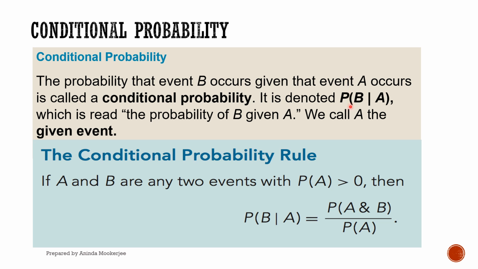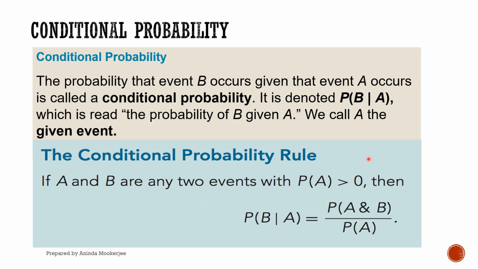So probability that B will occur given that A has occurred, which is read the probability of B given A. So this vertical line is to be read as given. We call A the given event. So in the notation, the given event is written last. The first one is the event that is about to occur, and the given event is the one that comes on the right hand side of the straight line.